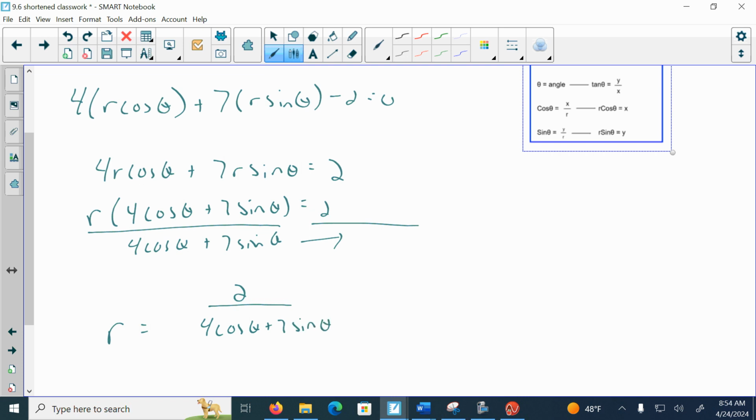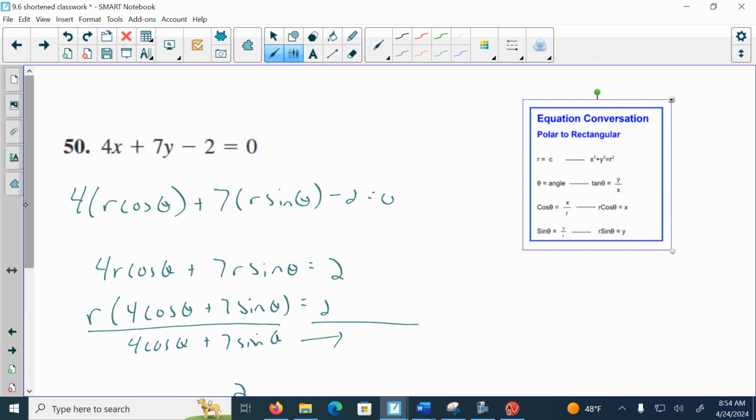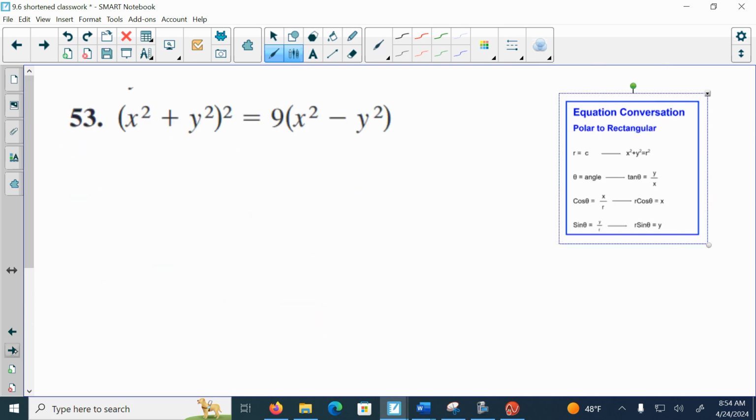And I'm trying to think if there's anything I want to do to that, and I don't think I do. I have r on one side by itself, everything else on the other side. I got rid of the x and the y and replaced it with r and theta, and that's what you're doing when you're changing polar to rectangular. Okay, this one, I'm changing rectangular to polar. So now I'm going the opposite direction.